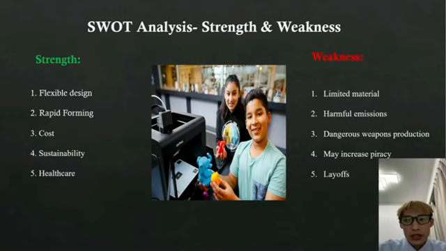About the weaknesses, 3D printing has limited materials, and plastic is the most common material now. And 3D printing also has some harmful emissions. It's really bad for body health. And 3D printing is also helpful to some criminal organizations, helping them to produce dangerous weapons. And it may also increase piracy and layoffs.